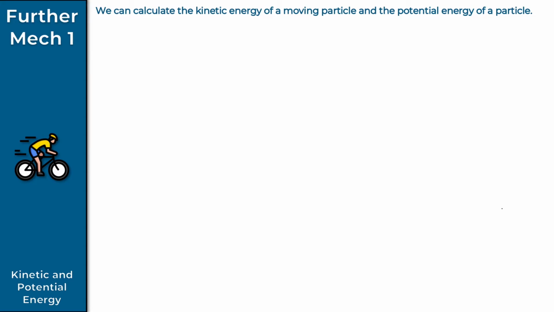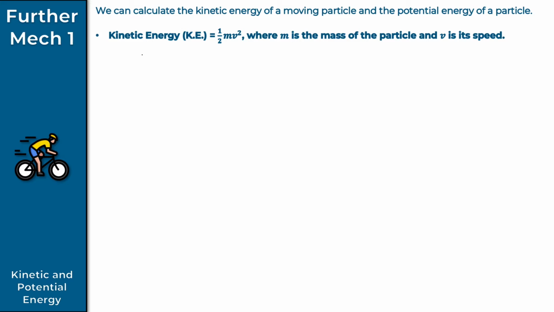In this video here, we're going to take a look at kinetic and potential energy. Now we can calculate the kinetic energy of a moving particle and also the potential energy of a particle. So for kinetic energy, which we often just abbreviate to KE, that is equal to 1/2 mv squared, where m is the mass of the particle and v is the speed of the particle.